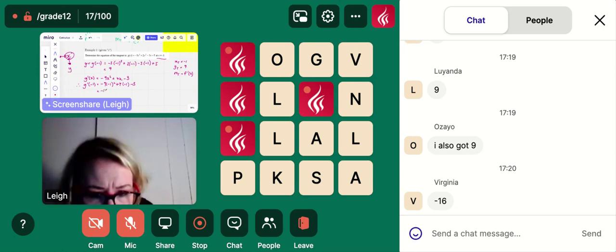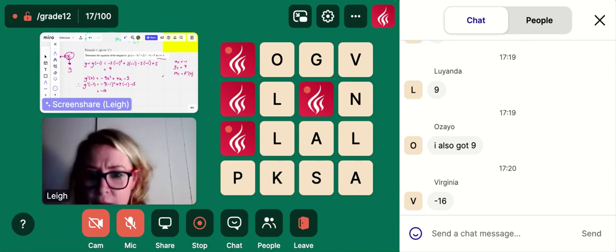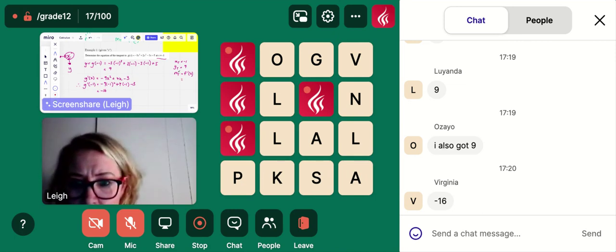I agree, Virginia. Well done. Thank you so much for helping me. Okay, so now we've got our 3 magic ingredients. Okay, so we know that the gradient at the point of tangency is -16.